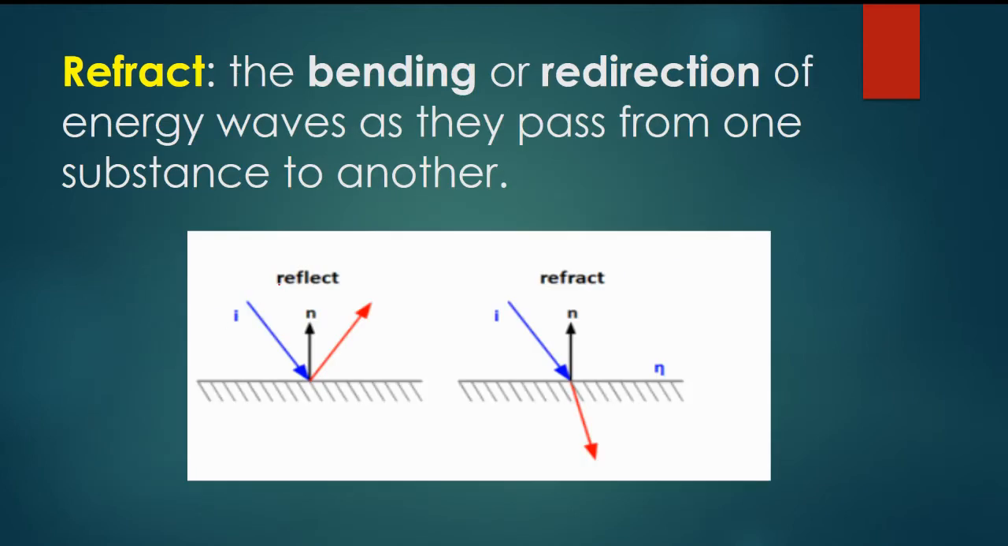Next, okay, so this is what reflect looks like, which we just did in the last diagram. And then we have the word refract. Refract is the bending or redirection of energy waves as they pass from one substance to another. Here, see the diagram here? So this goes like this, and then is bent like that. So bending is refracting. Remember, reflect is bounce, refract is bend.